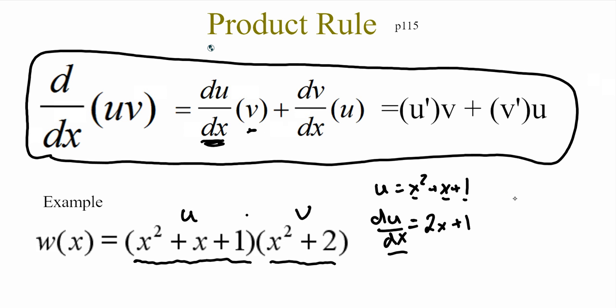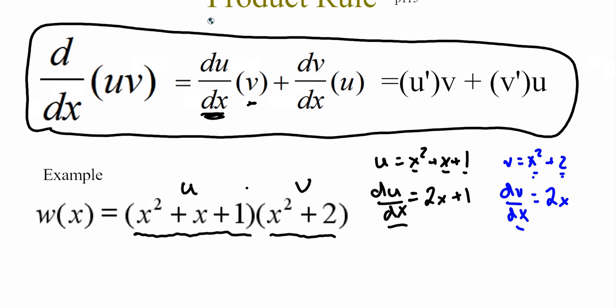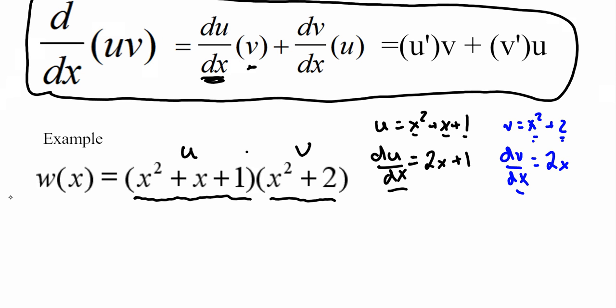Now, what is v? Well, v is the second function. So v is equal to x squared plus 2. And so dv dx, the derivative of v with respect to x, is going to equal, using the power rule, 2x plus 0. Okay? So now, when you do the product rule, you're going to multiply, starting at the bottom, du dx times v. So we'll just write that out.